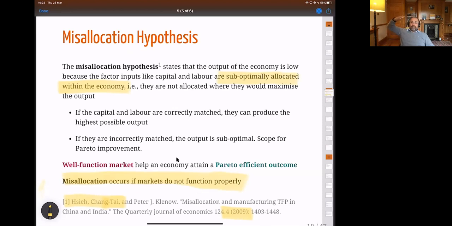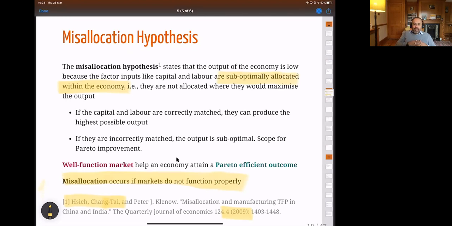Now it turns out the misallocation hypothesis tells you further that even from the potential, you could be underperforming because the markets are not working properly. Why this is useful is because the Solow growth model tells you something really useful about the growth process, but it misses a really significant point, which is it doesn't tell you why countries are so poor. It can tell you why countries are a little poor, but it can't tell you why countries are so poor.